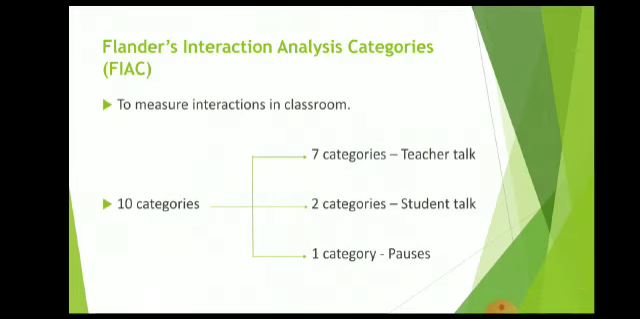Next, Flanders interaction analysis categories. We are going to see how the classroom interactions are measured using Flanders interaction analysis categories. In this topic, there are 10 categories in which Flanders categorized the interactions. The first 7 categories come under teacher talk. Then the next 2 categories come under students talk, and the 1 category of pauses.